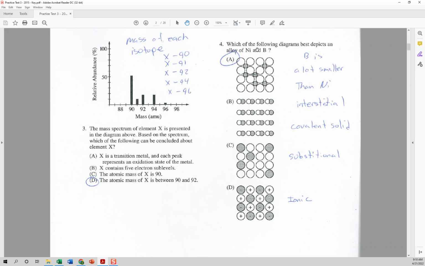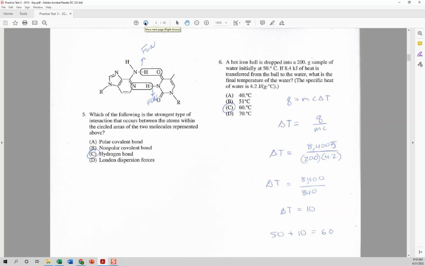Let's go to number 4. So this is asking about an alloy. So remember, we're thinking interstitial or substitutional. So let's look at the structures. We know it's not going to be this one because that's an ionic structure, negative, positive, ionic. It's not this one. This would be covalent, and it would be a covalent solid, probably a polar covalent solid because the atoms are different. So it's either C or A. C would be substitutional, A would be interstitial, and since boron's a lot smaller than nickel, we would pick interstitial, so A.